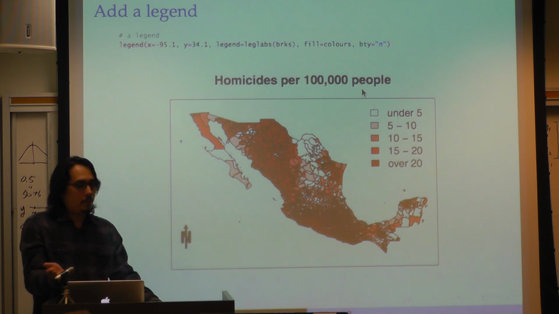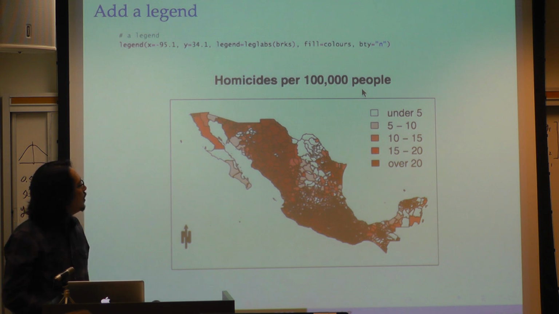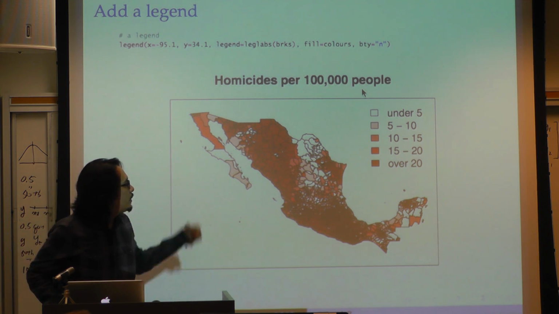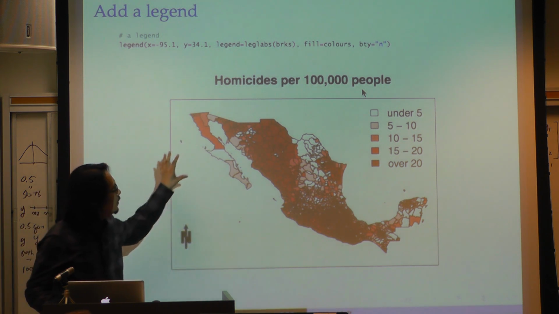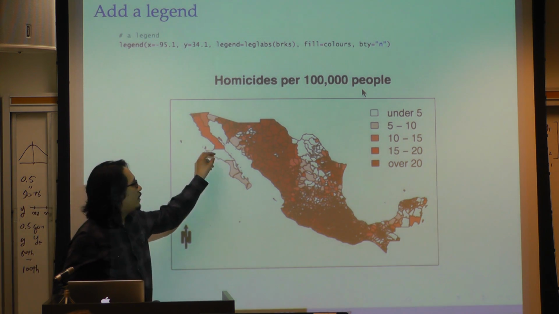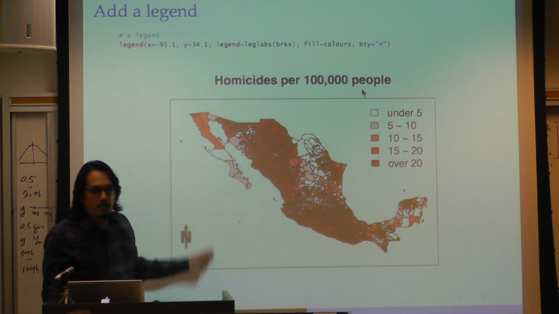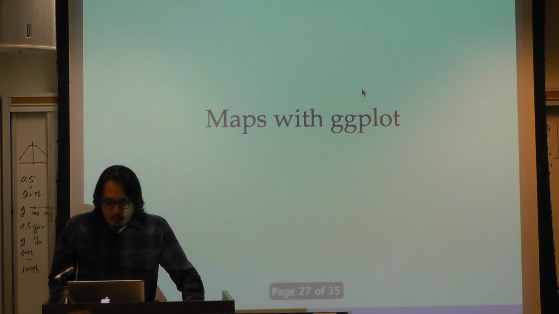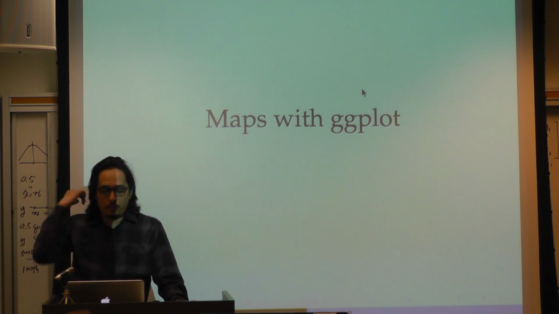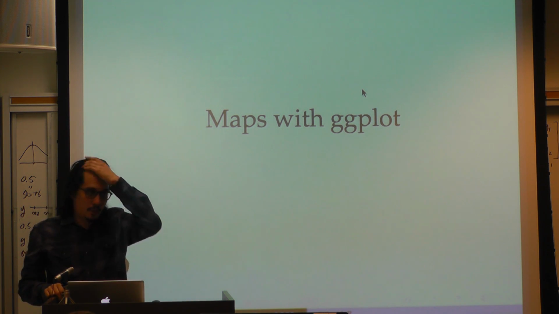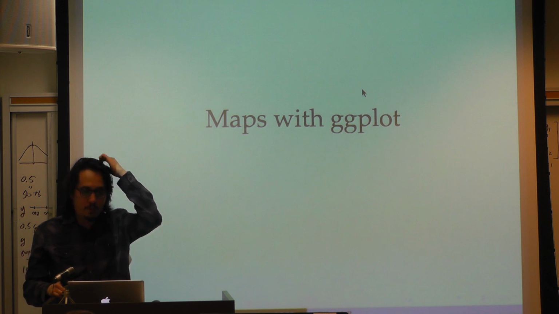So this map doesn't take much time, especially for the legends, and you can customize everything, change the location of everything, and change the width of the outlines, everything. Okay, so now I'll show how to do some basic maps with ggplot.